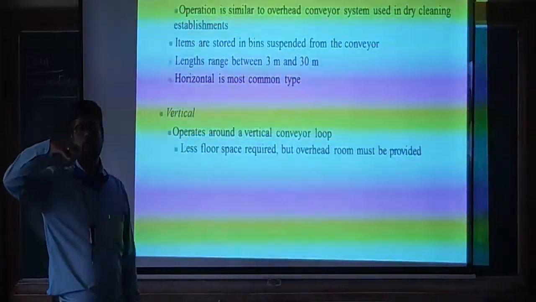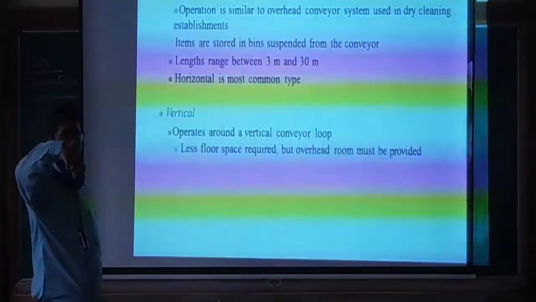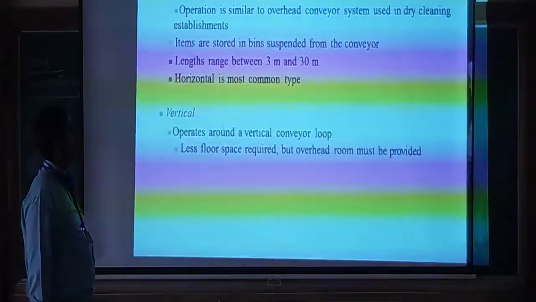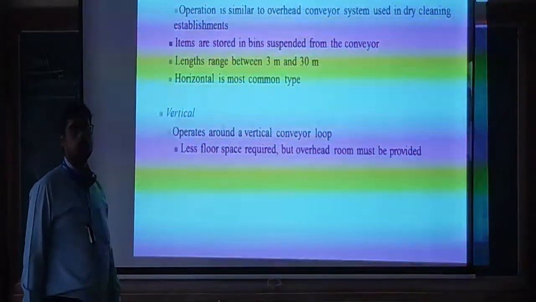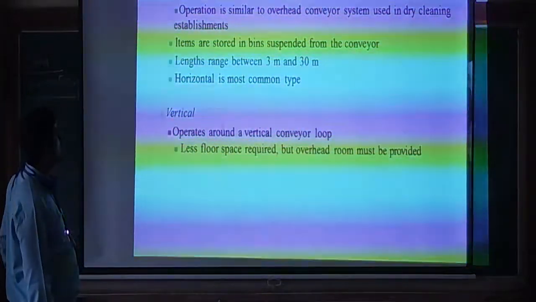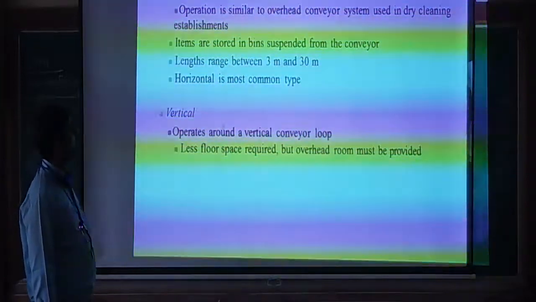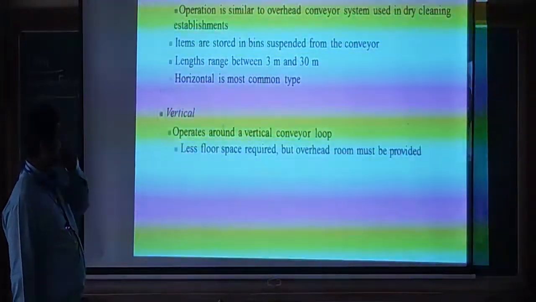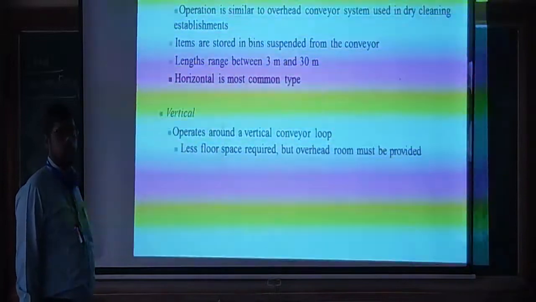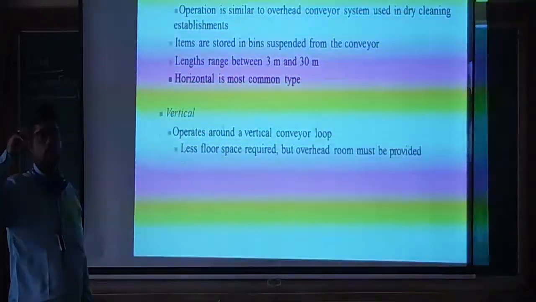So the operation is similar to an overhead conveyor. To bring those particular things, an overhead conveyor system is required, with the help of hangers and so on. That is a horizontal one, which comes under the horizontal carousel storage system. Items are stored in bins suspended from the conveyor.